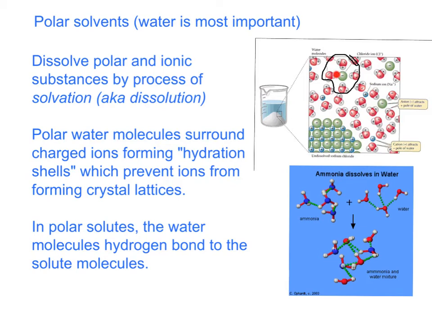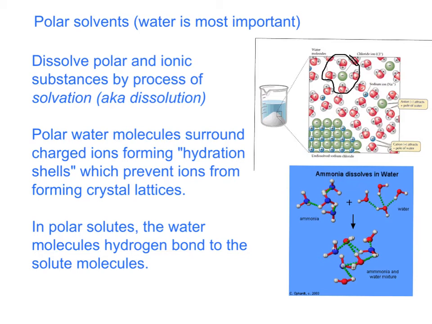So the positive end of the water molecule, where the hydrogens are, is going to orient towards this chloride ion because the chloride's negative and the opposites are attracting. So we call that a hydration shell or a hydration sphere. We're going to see that around any ion that is dissolved.